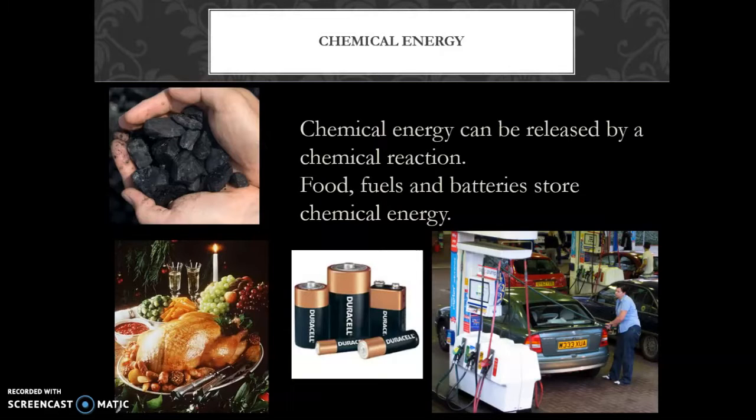So chemical energy is anything that is a store of energy that could be released by a chemical reaction. So food comes under that category, along with any kind of fuel, so petrol in your car, or coal in a fireplace. Also, batteries store chemical energy because there is a chemical reaction occurring inside them when you create a closed circuit.